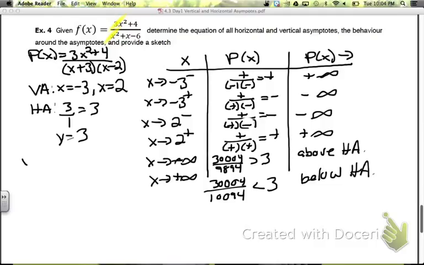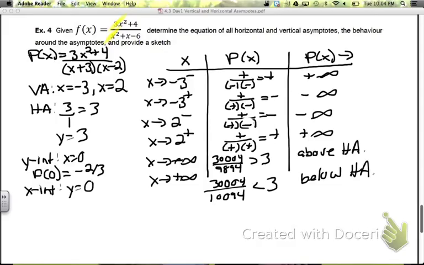Next, we just want to look at, well, where's my y-intercept? So remember, my y-intercept exists when x is equal to 0, so f of 0 is going to be equal to negative 2/3. Now, what about an x-intercept?